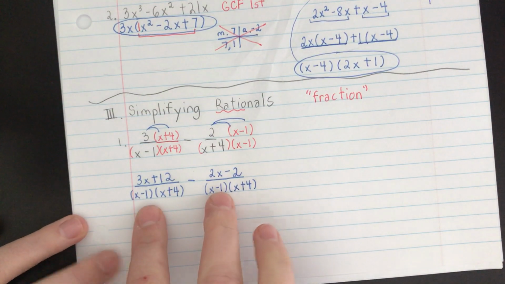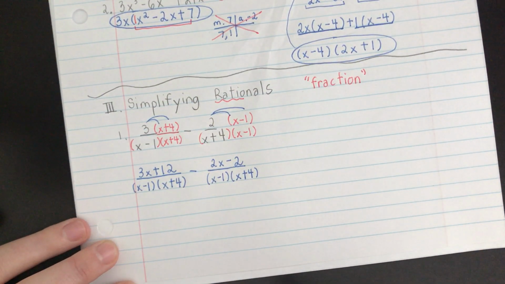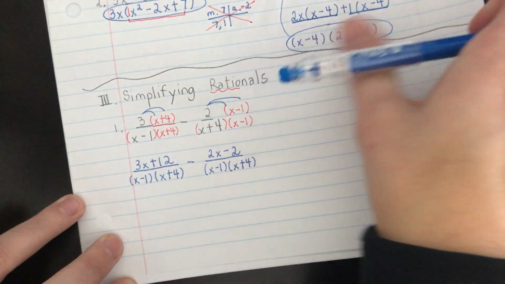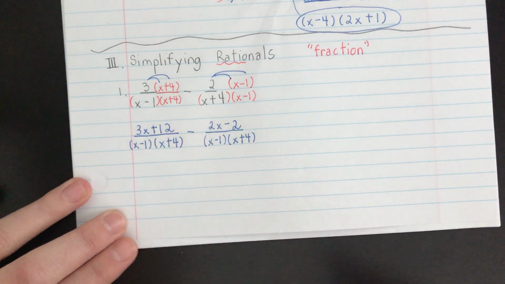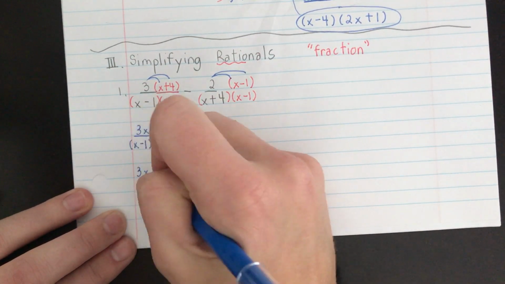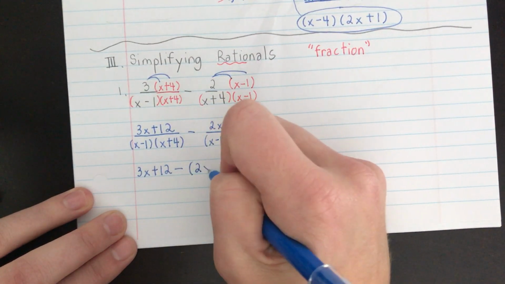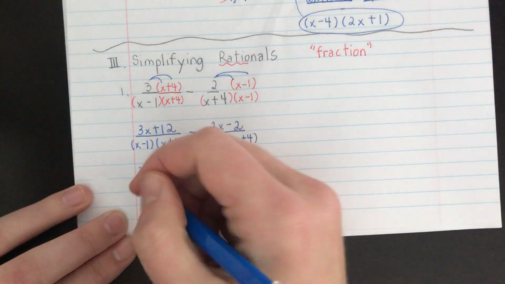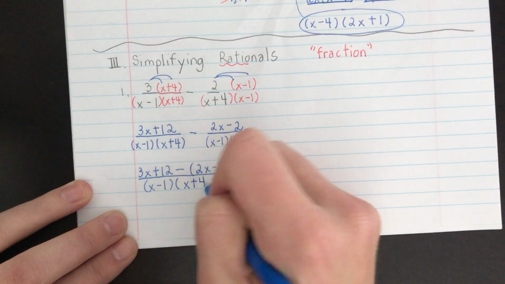So now that you have a common denominator, you can combine the numerators, keep the denominator the same, just like you do with fractions. 1/5 plus 1/5 is 2/5. Combine the top, keep the bottom the same. So 3x plus 12 minus 2x minus 2 all over that common denominator of x minus 1, x plus 4.